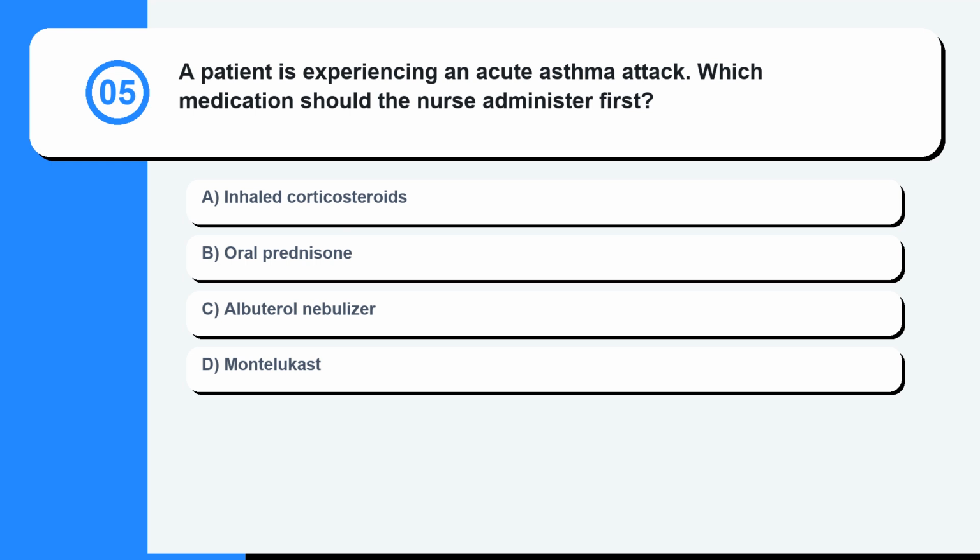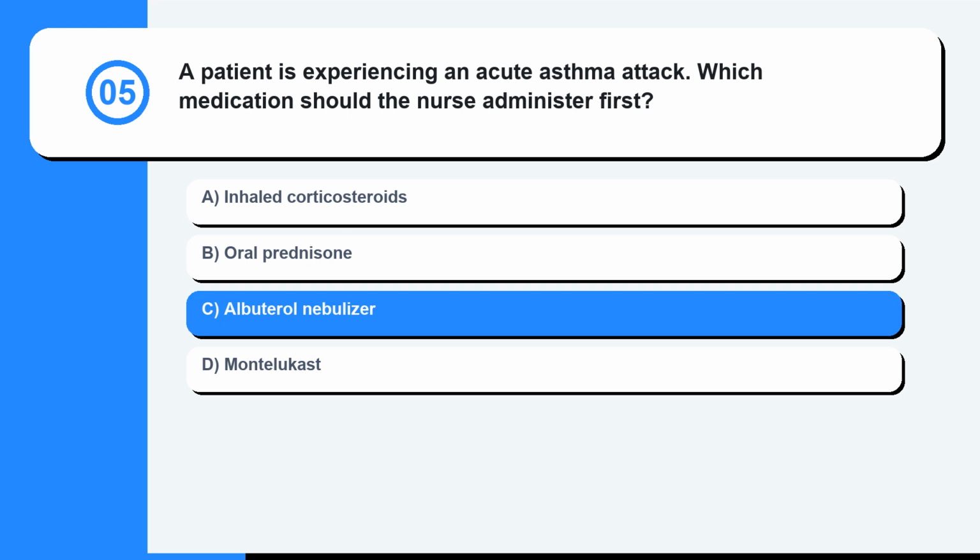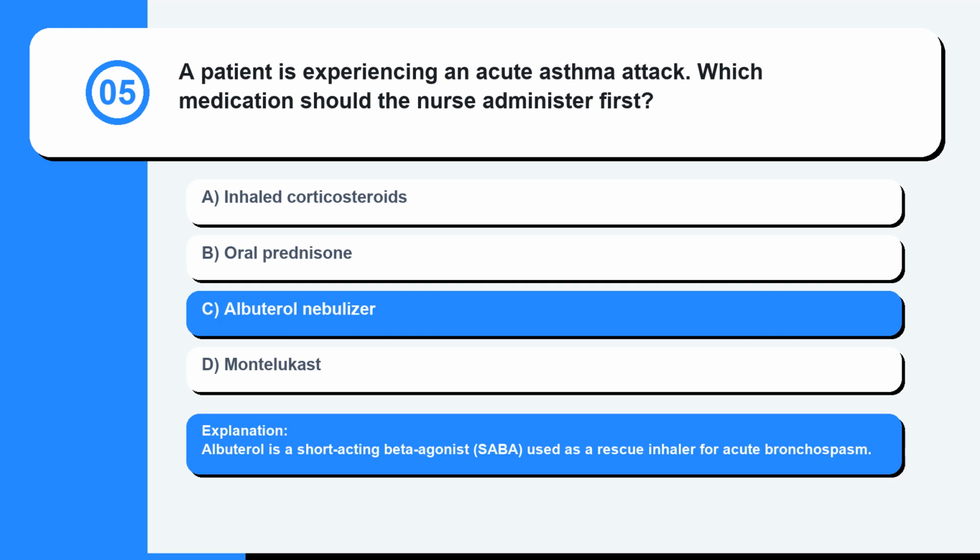Question 5. A patient is experiencing an acute asthma attack. Which medication should the nurse administer first? A. Inhaled corticosteroids. B. Oral prednisone. C. Albuterol nebulizer. Or D. Montelukast. The correct answer is C. Albuterol nebulizer. Albuterol is a short-acting beta agonist, SABA, used as a rescue inhaler for acute bronchospasm.